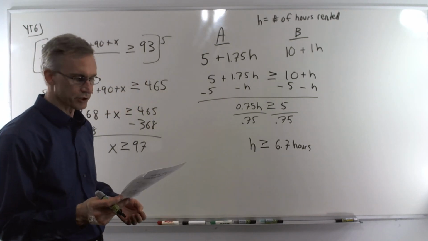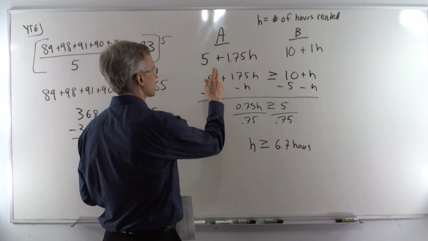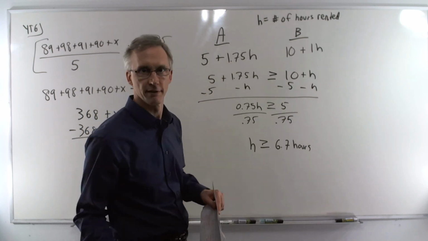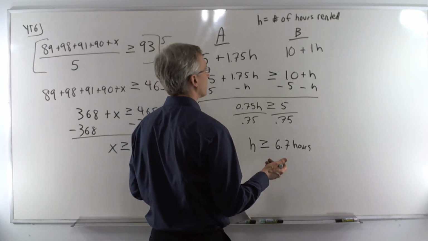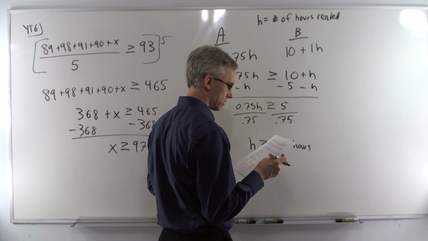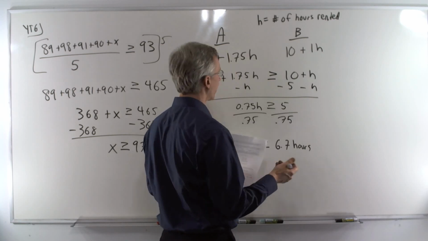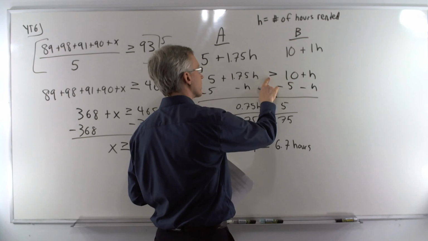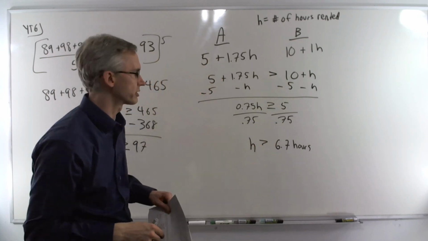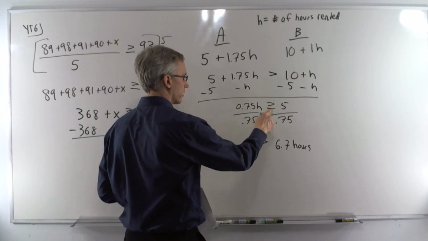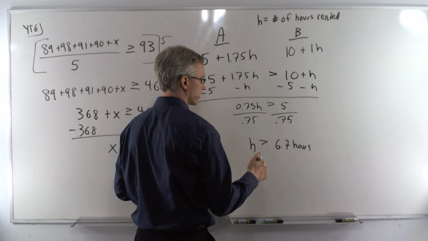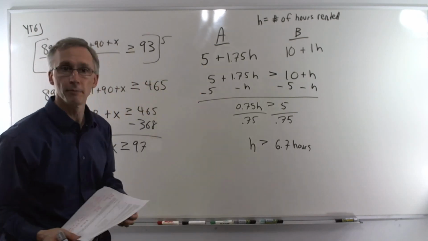So company A is cheaper if you rent for less than 6.7 hours, and they're equal if you rent for exactly 6.7 hours. And actually, we want to know when it's the better deal, so I should not have put an equal sign there, because it's an equal deal if they're equal. We want it to be cheaper, so should have only put greater than there. So if h is greater than 6.7 hours, then company B is the better deal.